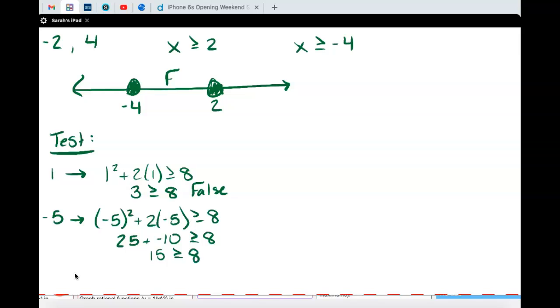Okay. So is this a true or false statement? True. So this side is true. So since it's true, I could shade that side as well. So our value on the left side of negative 4 is true.